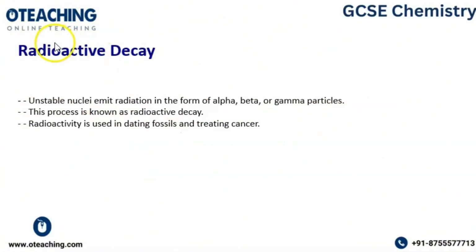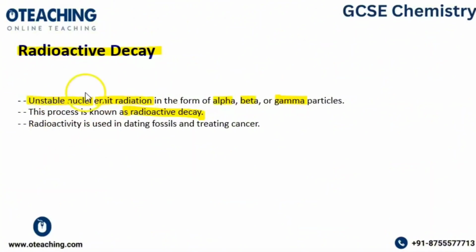Now, what is actually radioactive decay? Unstable nuclei, which do not have the right balance of protons and neutrons, are called unstable nuclei. They emit radiations in the form of alpha, beta and gamma particles. These are also subatomic particles. So unstable nuclei emit radiations in the form of alpha, beta and gamma particles. This process of emitting radiation by unstable nuclei is called radioactive decay.